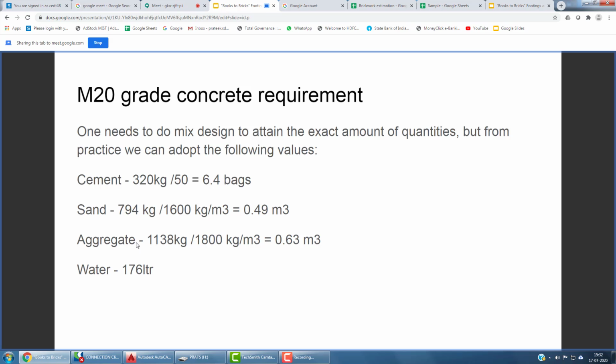In the same way, aggregate 1138 kg is required. I am dividing it by the density of aggregate, which is around 1800 kg per m cube, which gives me 0.60 m cube. Please see that the 1600 and 1800 are just a range. Again, depending on the sand and depending on the aggregate, these values change. For example, Dharwad, we have separate aggregate, Dharwad aggregate.